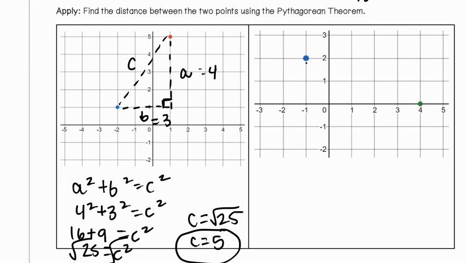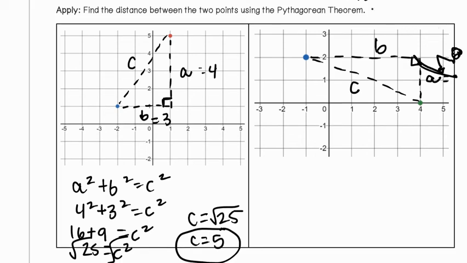We're going to do a similar process here, and I could draw my leg going to the right from the blue point and coming up from the green point. They meet at this 90-degree angle, creating our right triangle. This will be our hypotenuse, C. I'm going to label this as A and this is B. A is 2 units long. And B is 5 units long.